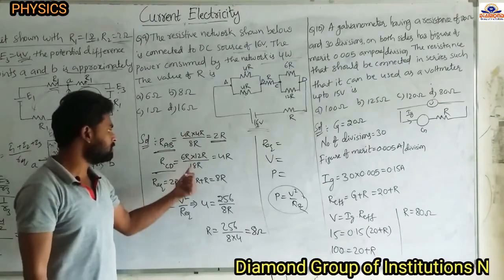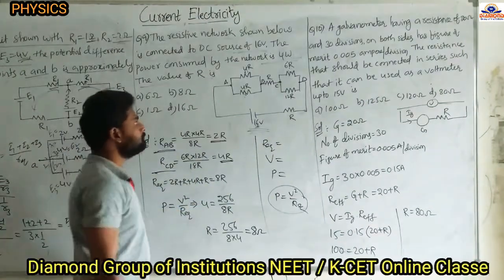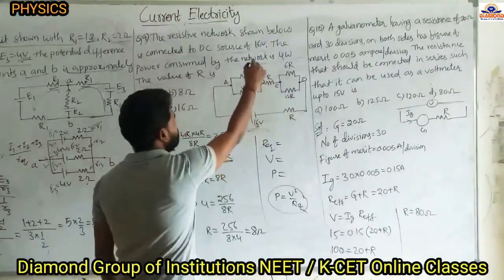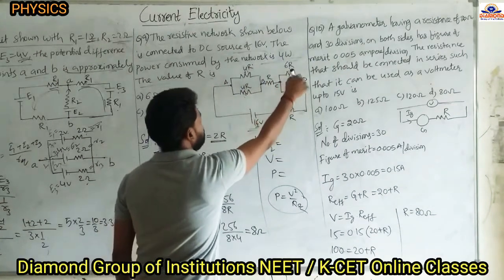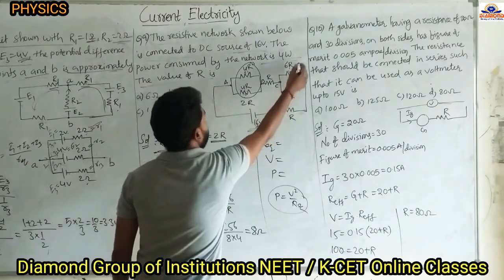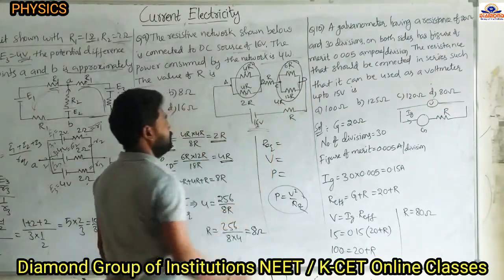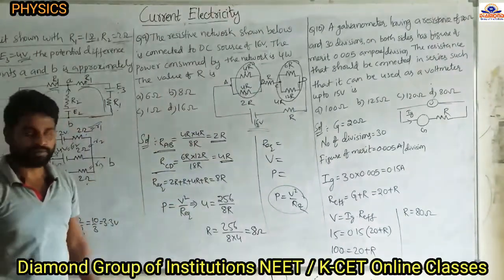So 6R plus 12R is 18R. Simplify it, we will get 4R. Okay, so now the equivalent resistance of this is 2R. The equivalent resistance of this I got 2R, and the equivalent resistance of this I got 4R. Okay, now the equivalent resistance of the circuit we have to find.